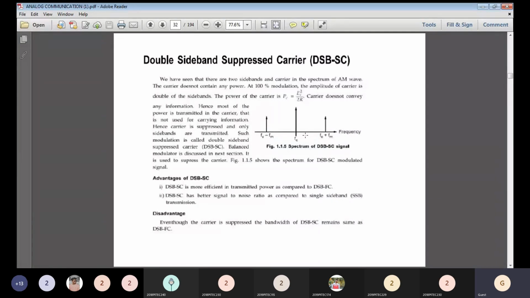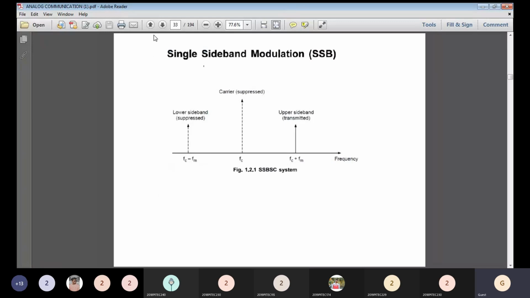The power consumption is reduced. The efficiency is improved in that way. In what way? In power. In power, the efficiency is improved with the help of this concept. But the bandwidth is the same. Bandwidth requirement is the same, 2 FM. So we are moving to the third topic. What is the third topic? Single sideband modulation. Look at the diagram of this one.